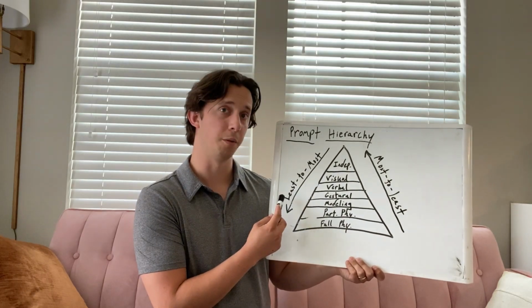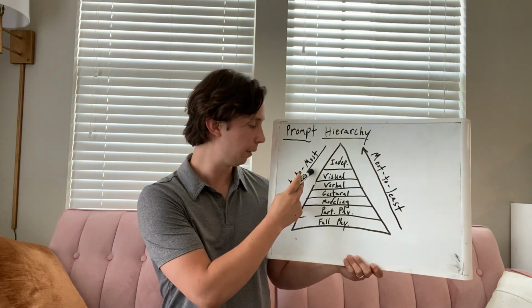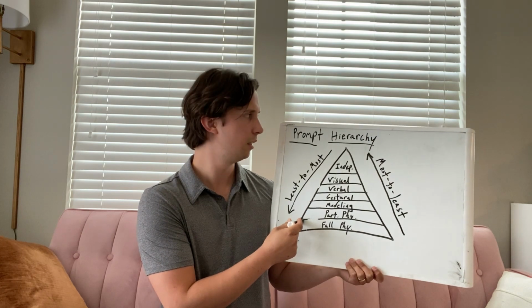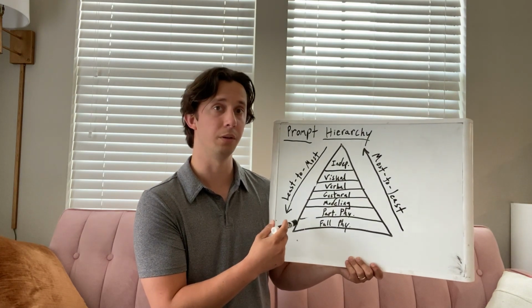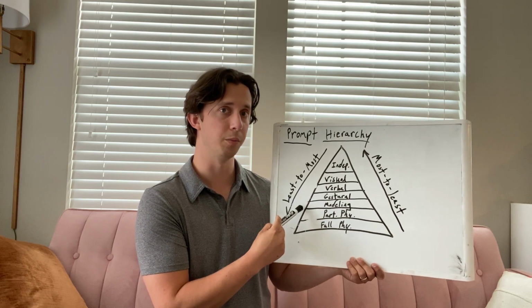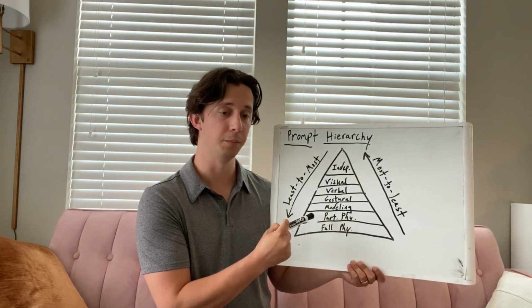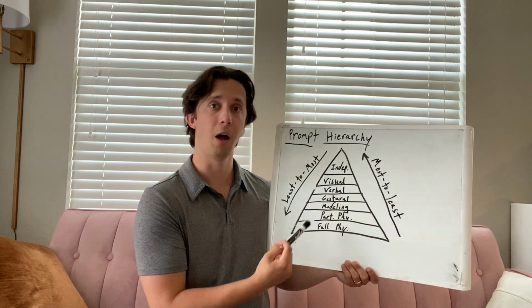In least to most prompting, you start with the least intrusive prompt and make your way down to the most intrusive prompt. This is good for maintaining a newly learned skill when you want to be as less intrusive as possible, but you don't necessarily want to be very intrusive, but if need be, you have the option to.